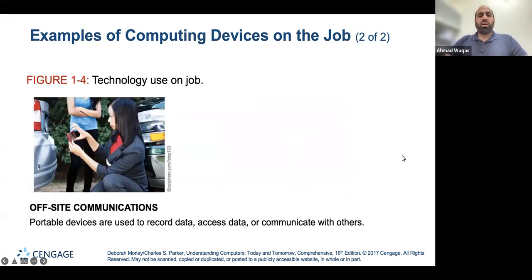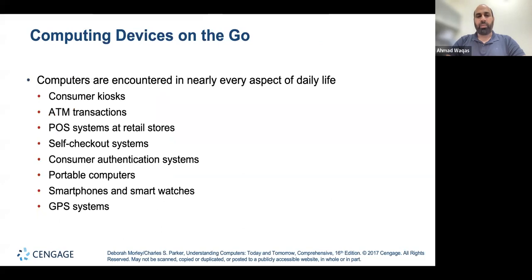The technology is also used for off-site communication, where you cannot communicate on-site. You can record with the help of computers and technology, you can record data, access data, and communicate with others through off-site communication. So, computing devices on the go. Apart from that, you can see computers are encountered in nearly every aspect of daily life.